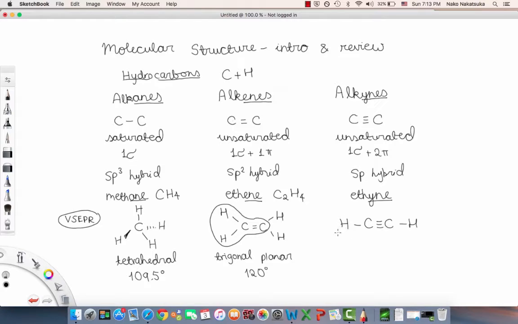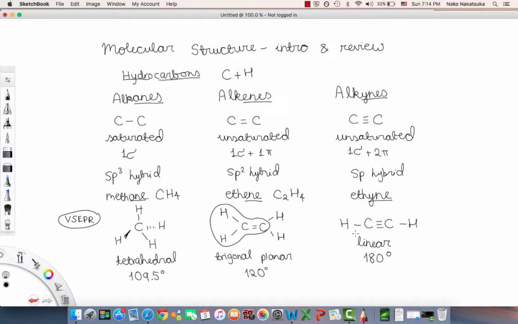a hydrogen. As you can see, the reason why all three structures look like this is because carbon always wants to have 4 bonds. So if it's single bonds, it has 4 bonds like so. If it's a double bond between the carbons, you have 1, 2, 3, 4. Finally, in this case, you have 3 between the 2 carbons, then 1 with the hydrogen. So in this case, we end up with a linear structure with bond angles of 180 degrees.